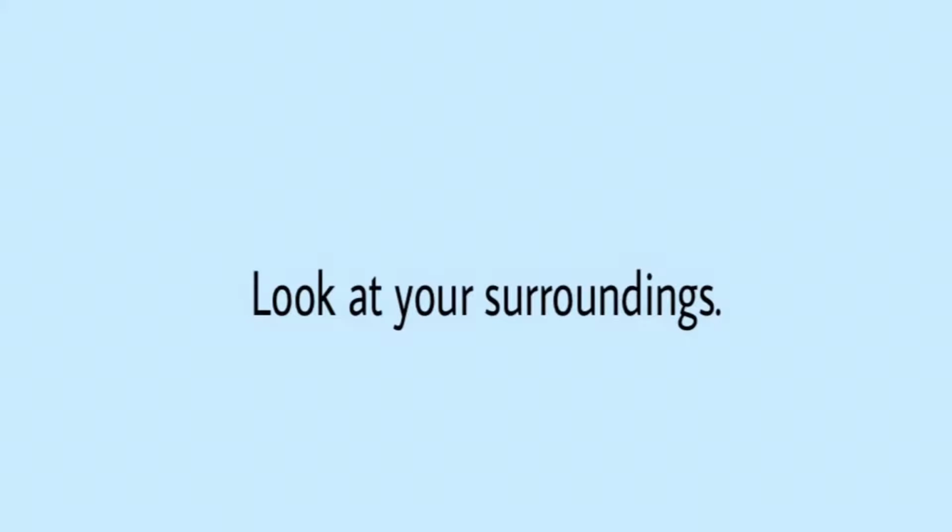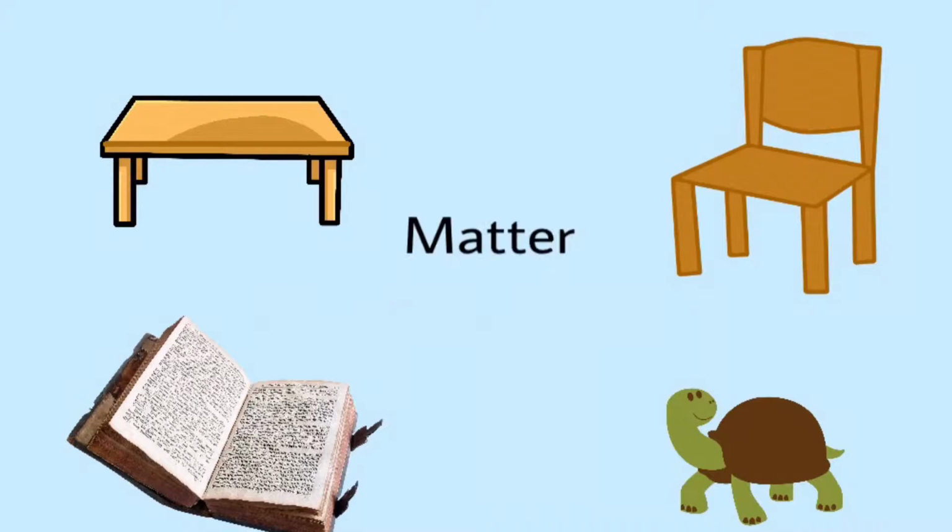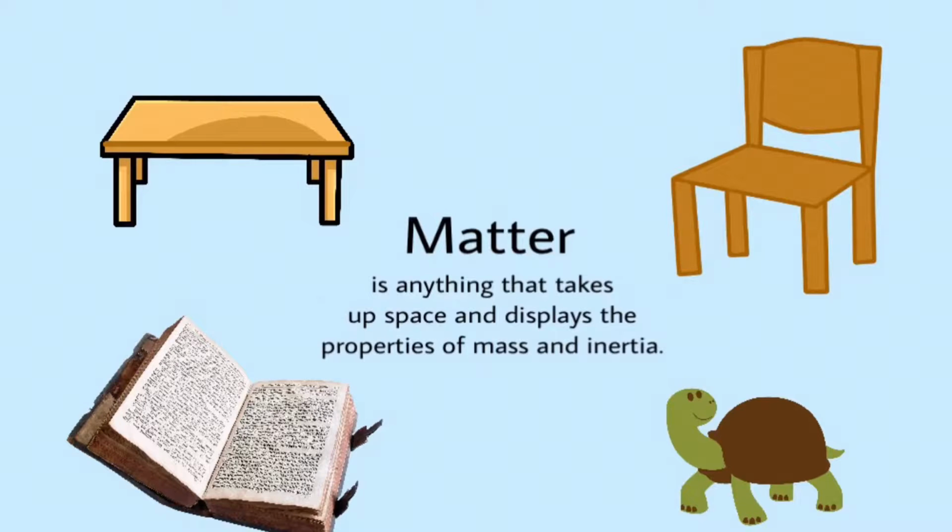Look at your surroundings. What can you see? Tables, chairs, books, and animals. They're all matter. Matter is everywhere, even your props, index cards, and iPads. Matter is anything that takes up space and displays the properties of mass and inertia.